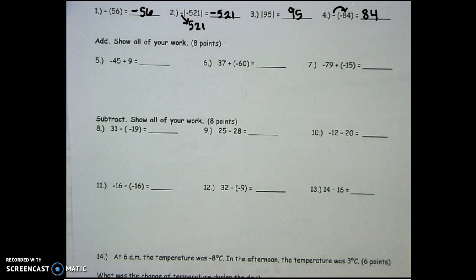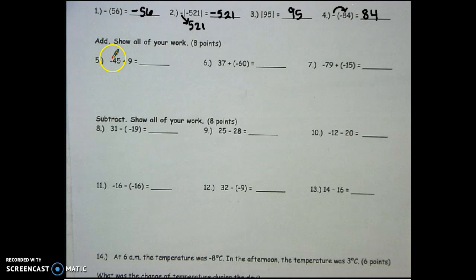For 5 through 7, add, show all of your work. Adding is the same sign, add and keep, different sign, subtract. We do not do additive inverse when we are adding. We just take the addition problem and solve it using our rules. If my signs are the same, I add and keep. If they are different, then I subtract.